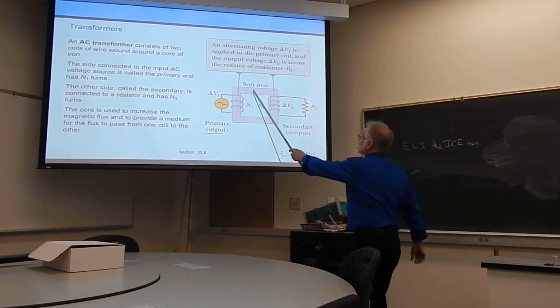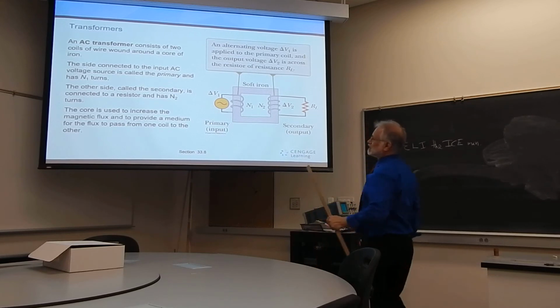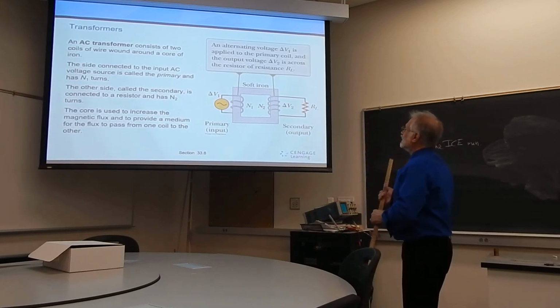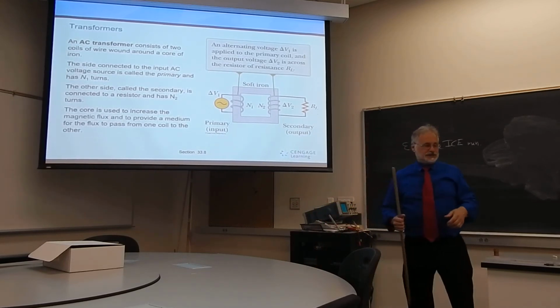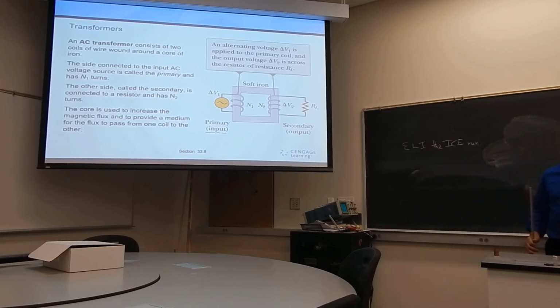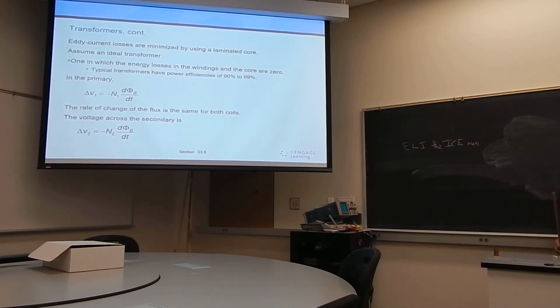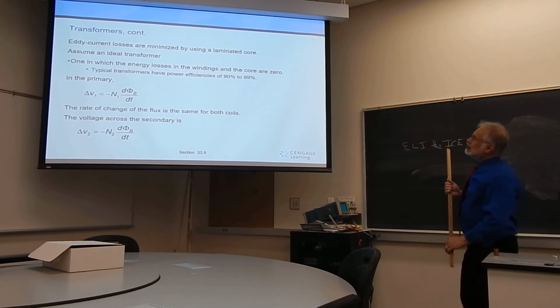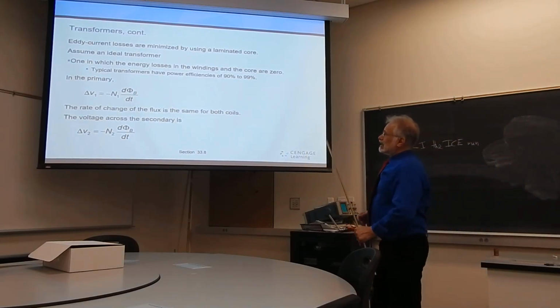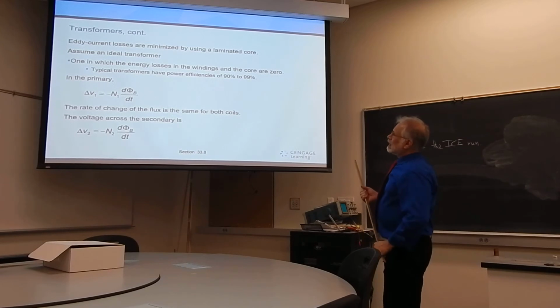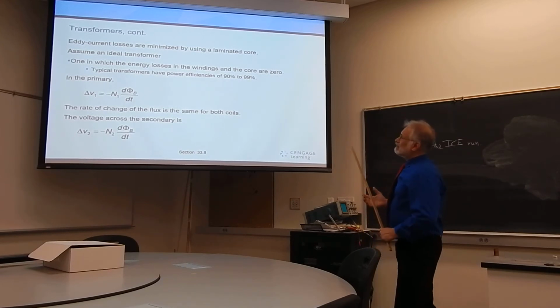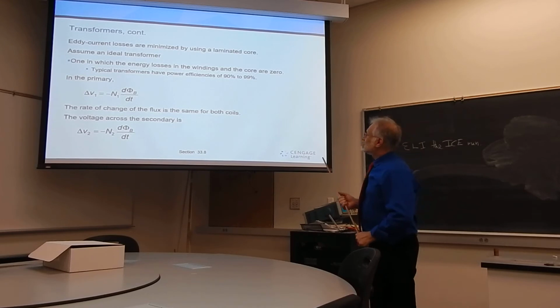The purpose of the soft iron core is just to increase the magnetic flux and increase the signal. If we use a laminated core, we minimize losses due to eddy currents. Typically, we have very high efficiency for transformers, 90 to 99%.